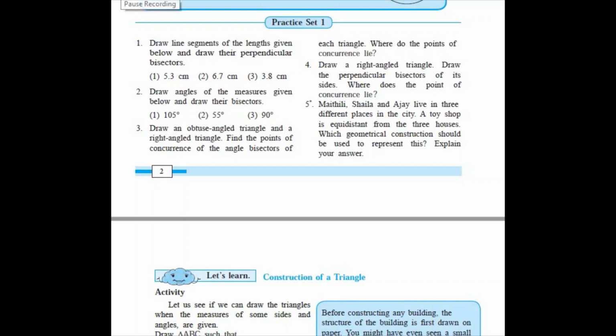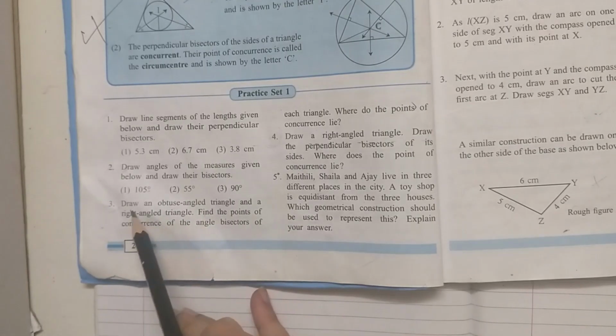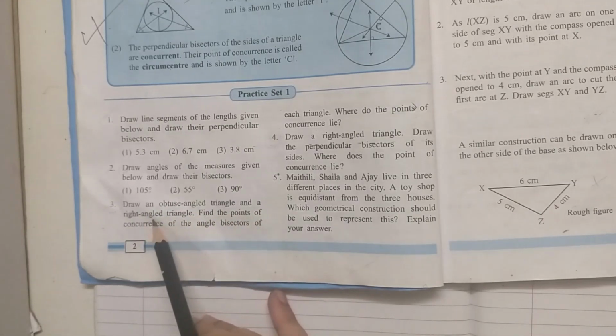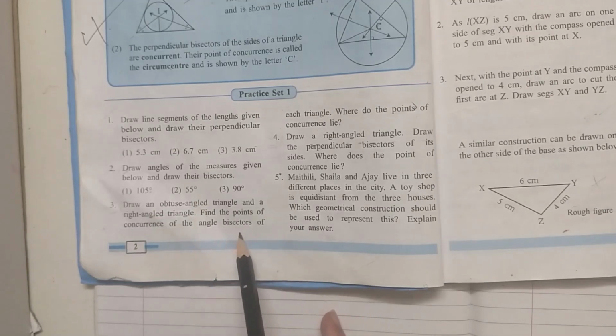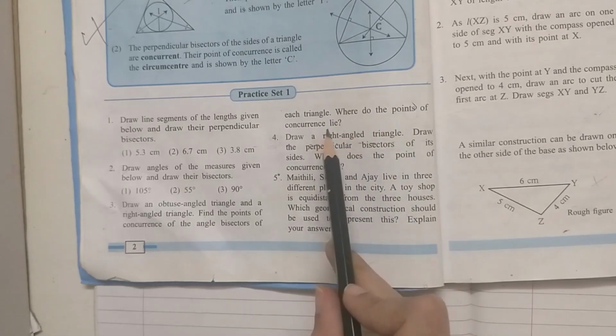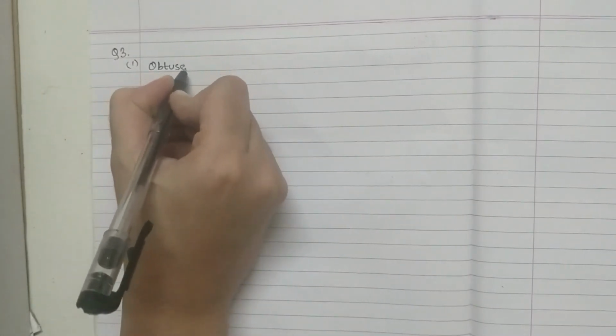Draw an obtuse angle triangle and a right angle triangle. Find the points of concurrence of the angle bisector of each triangle. Where do the points of concurrence lie? So this is our question. Let's begin. First I am going to start with the obtuse angle triangle.